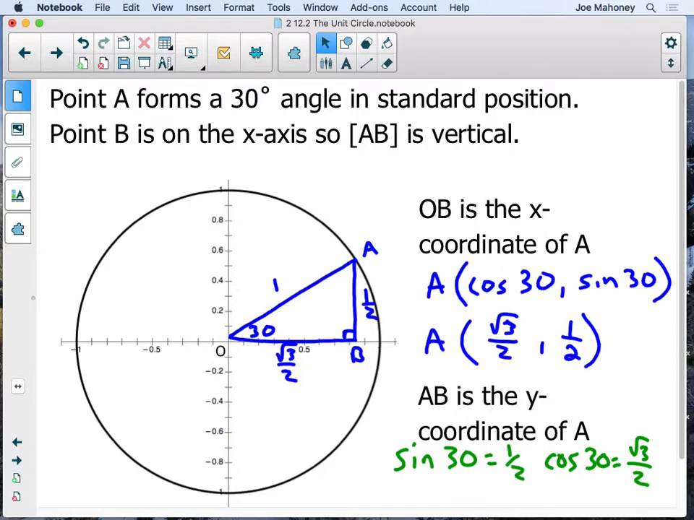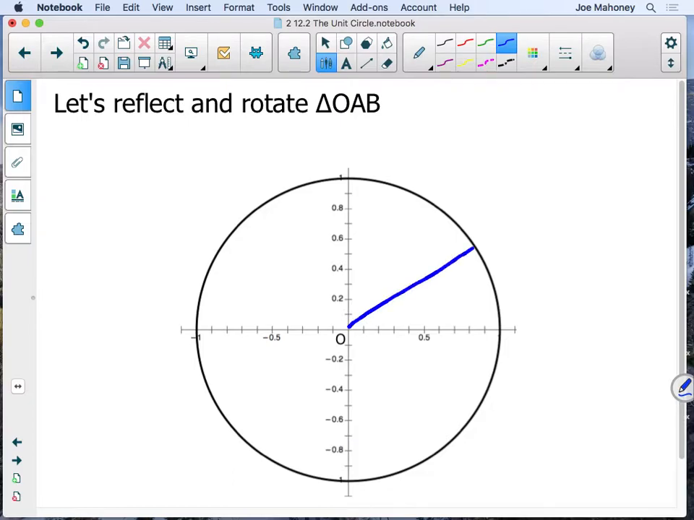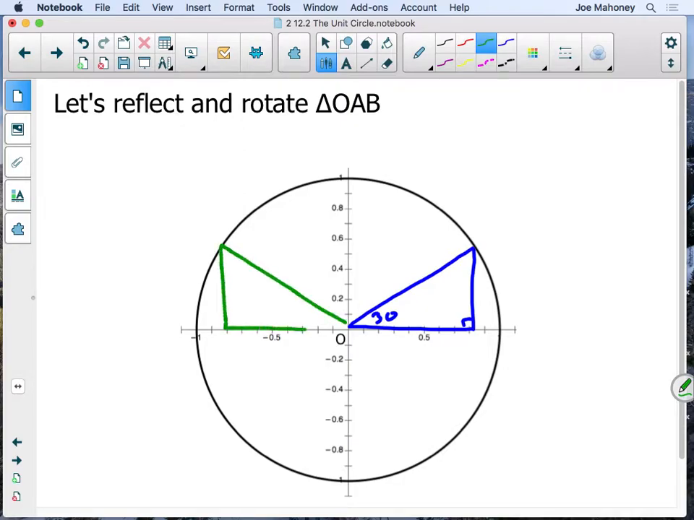So here's what we want to do now. Now we want to take that triangle that was at that 30-degree angle. Okay, let me just redraw that one in. It looks something like this, right? There's my 30-degree angle. Here's my triangle. I want to do some reflections and rotations of this triangle. So one thing I'm going to do is reflect it over the y-axis. So now it looks something like this.